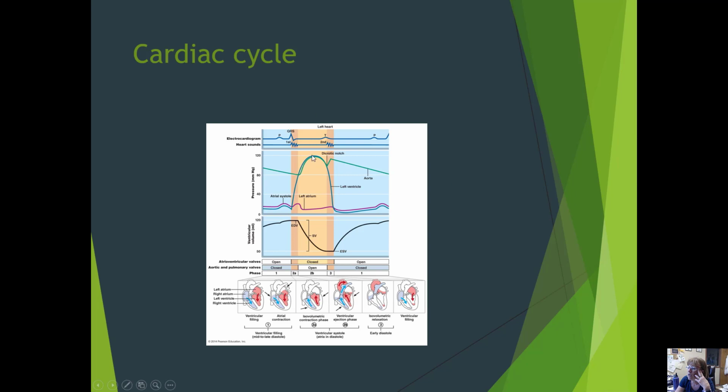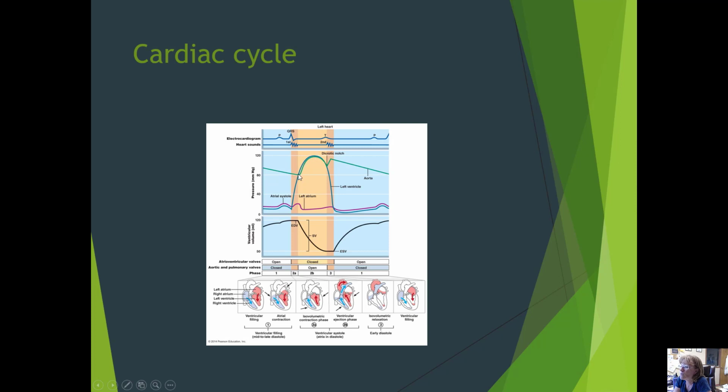As that pressure is climbing, blood is leaving the heart. Here we have our stroke volume, which is this decline in blood volume. Stroke volume is usually about 70 milliliters. End diastolic volume is right around 120 milliliters, and end systolic volume is about 50. So the difference in the two is stroke volume.